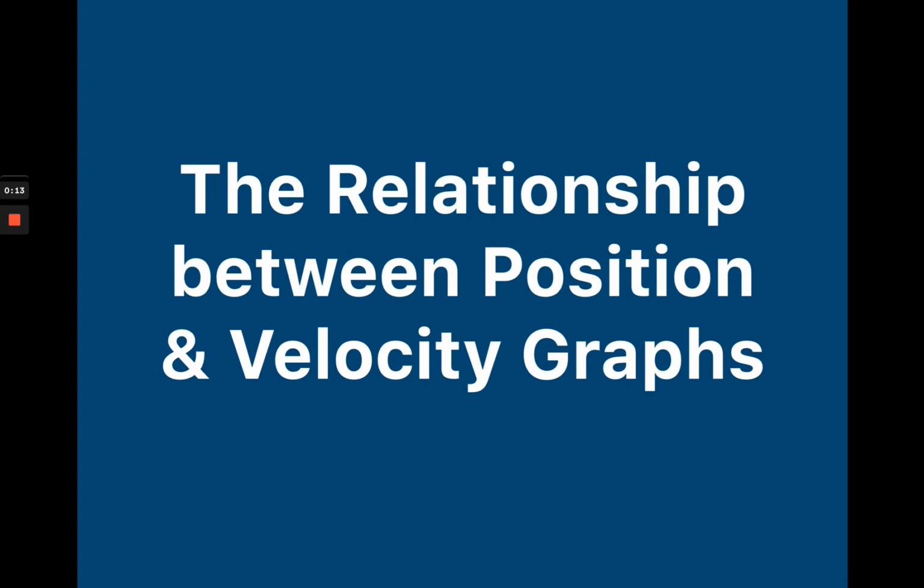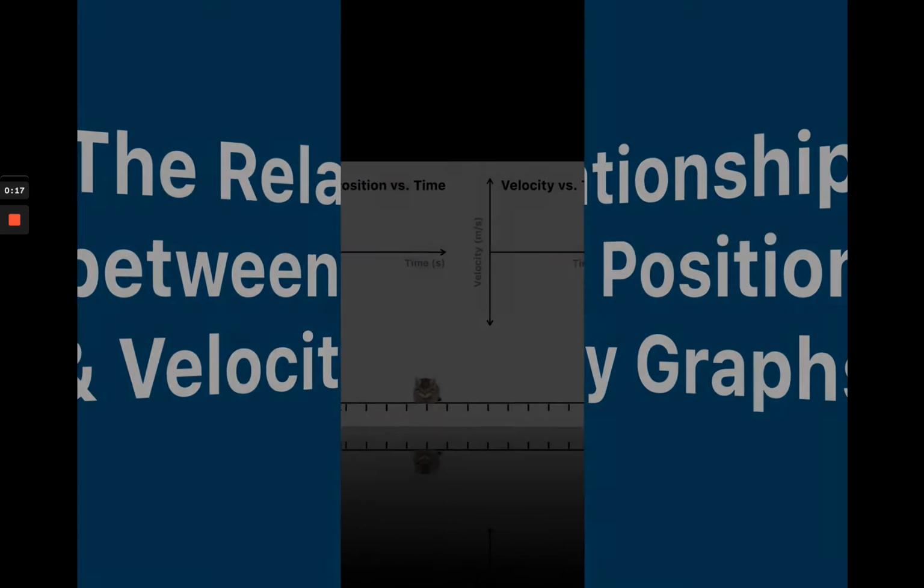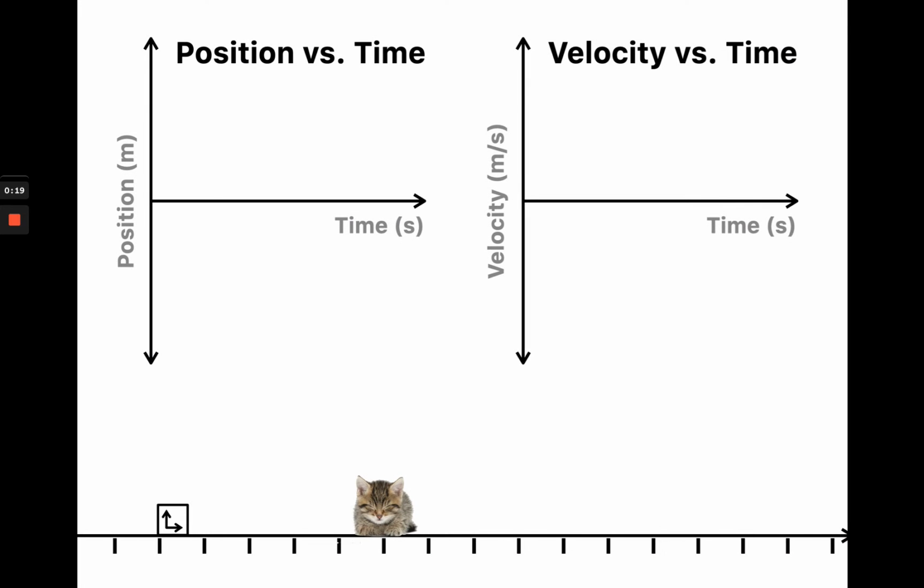The relationship between position and velocity graphs. Let's take a look. We have a kitten right here at, let's count, 1, 2, 3, 4, 5 meters. Okay, kitten, please do something.